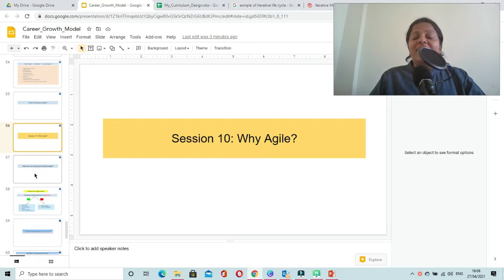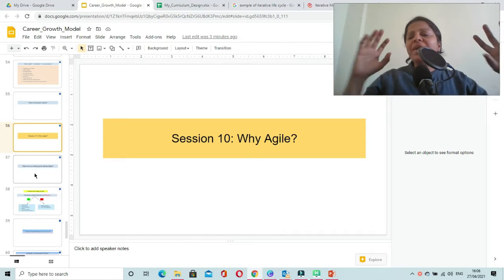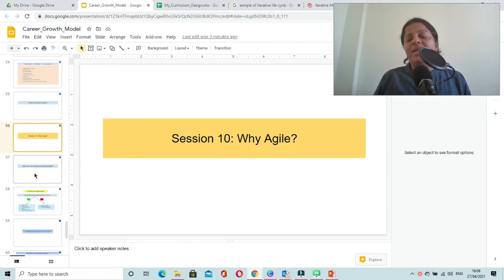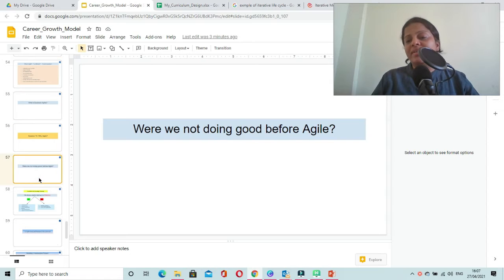Hello. In this session, we are going to understand why we need Agile. Were we not doing good before Agile? We were, isn't it? We were using the waterfall model over the centuries, and we have constructed many products, and we have executed many projects successfully by adopting the waterfall approach.